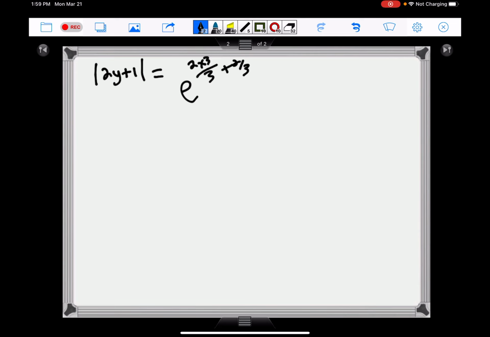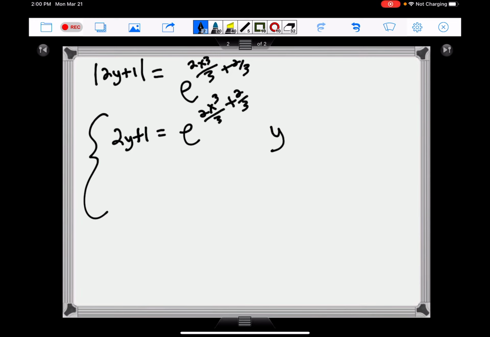But here's where it's going to get weird. The piecewise is going to be split around a range, not a domain, okay? So here's what it's going to look like. It's going to be 2y plus 1 equals this normally, for y's greater than or equal to negative 1/2. Where does that come from?